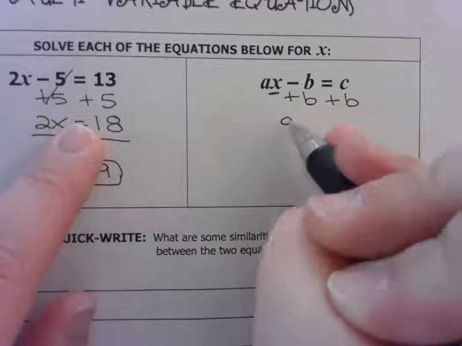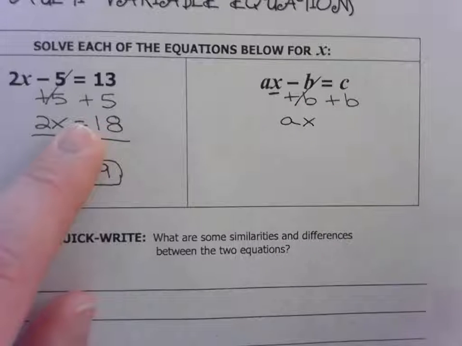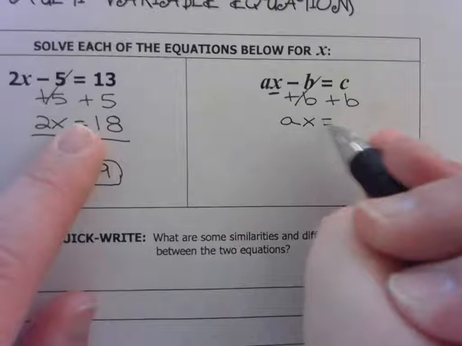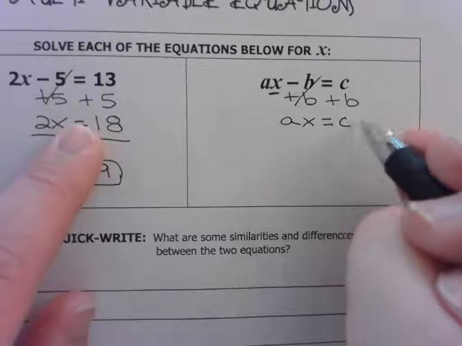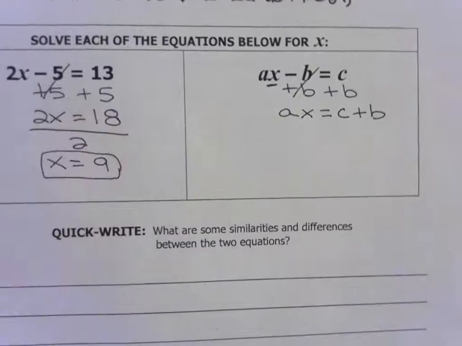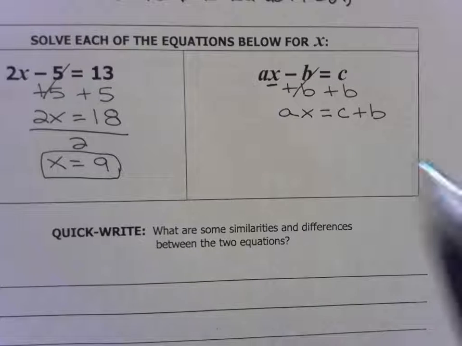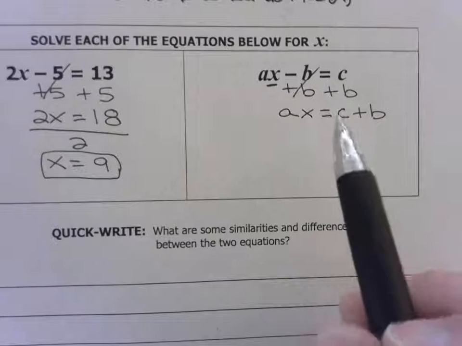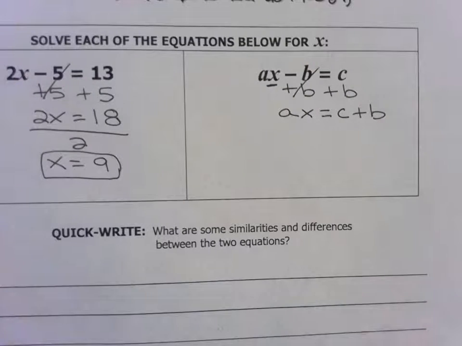So on the left, we have AX, negative B plus B cancels, equals, and then C plus B. You can't combine them, so you just put C plus B. So from the standpoint of doing any math, there's not really a ton of math involved. You're not going to have to plug a lot of numbers into your calculator. You're just going to have to write it down. C plus B is C plus B.